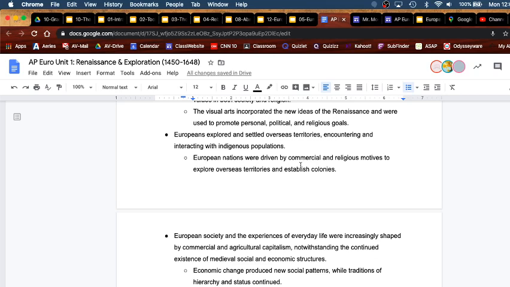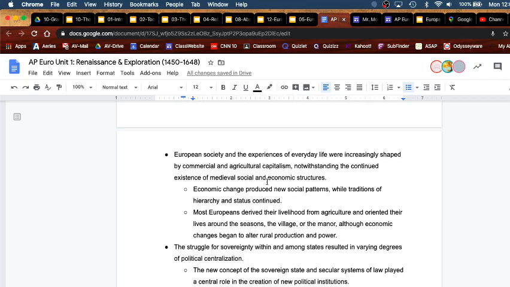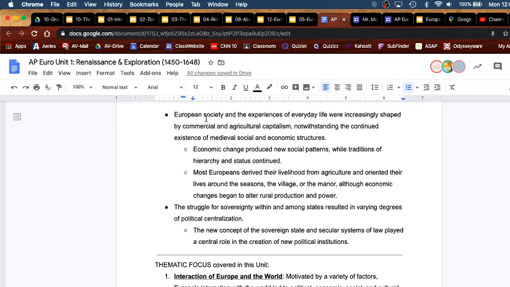European nations were driven by commercial and religious motives to explore overseas territories and establish colonies. God, gold, and glory, right? European societies and the experiences of everyday life were increasingly shaped by commercial and agricultural capitalism, notwithstanding the continued existence of medieval social and economic structures.